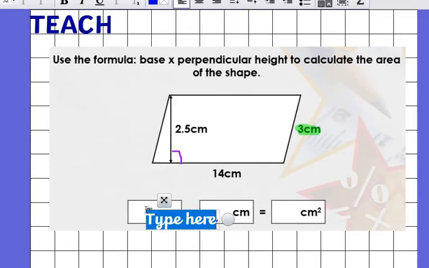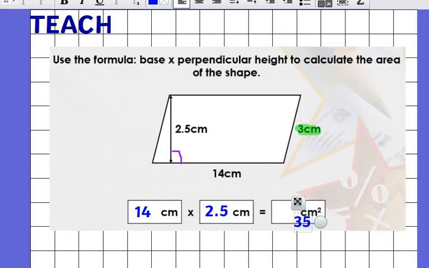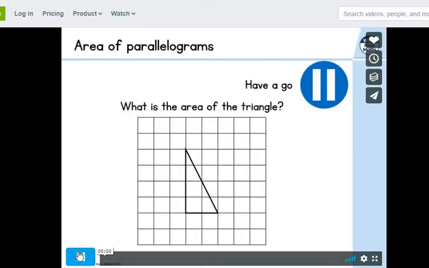So I've got 2.5 here as a perpendicular height. My base is 14. So 14 times 2.5, or 14 times 2 is 28. Half of 14 is 7, so 28 add half is 35 centimeters squared. Let's have a look at the video today that will help you with your learning.